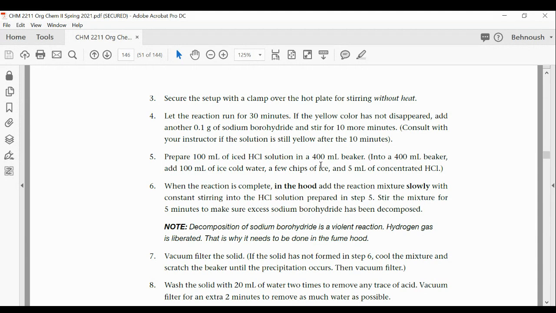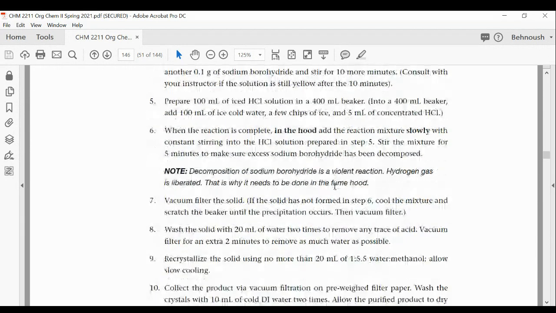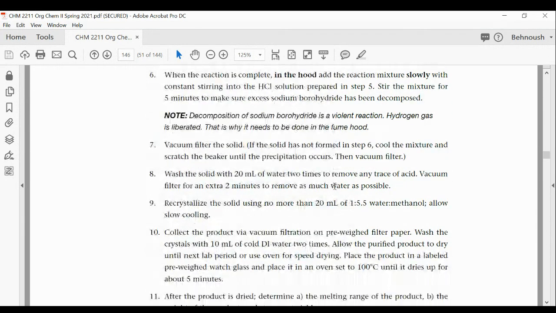When you add the sodium borohydride to HCl, it's going to generate hydrogen gas. Lots of bubbles are going to form. That's why it's asking you to do it under the fume hood, and no flame should be on at that point. But the problem that causes is that it makes the product very fluffy, like whipped.